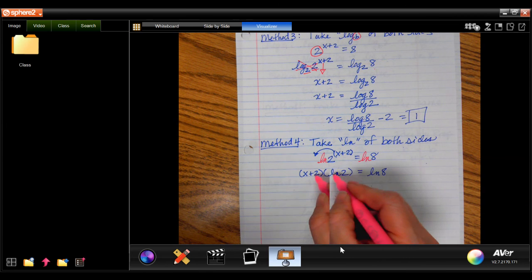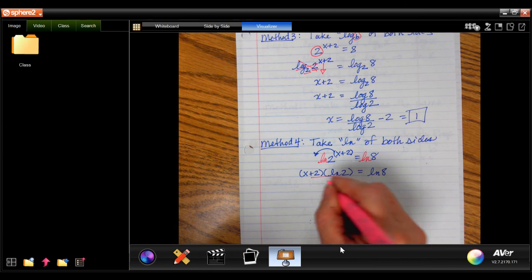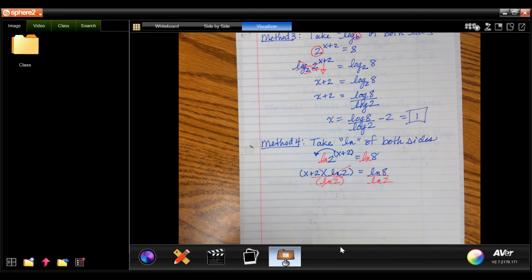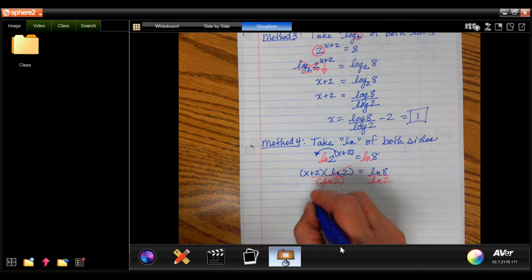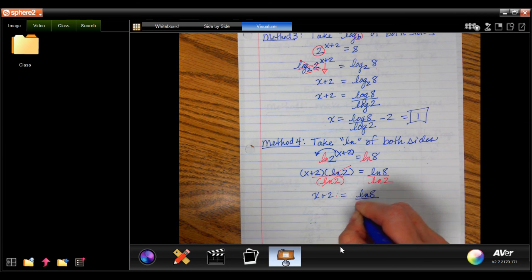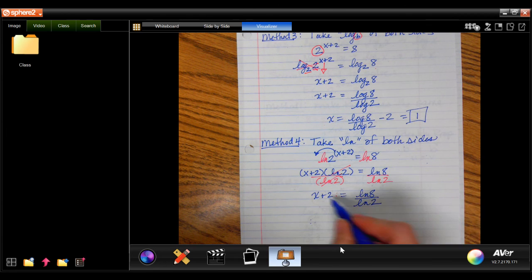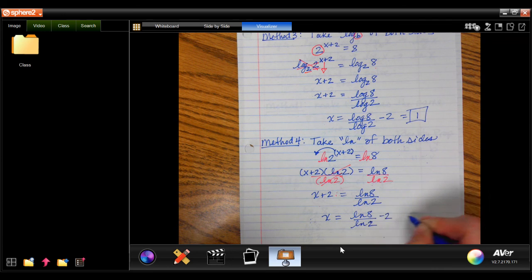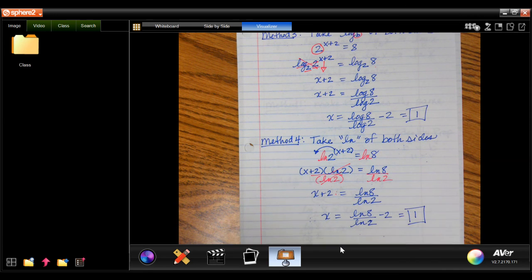Well, these are multiplying. I can do the opposite of multiplying. It's division of the piece I don't want. So that natural log 2 is gone. And then I'm back to x plus 2 equals natural log 8 over natural log 2. Subtract 2 to the other side. Plug it into your calculator, and you will get the same answer of 1.